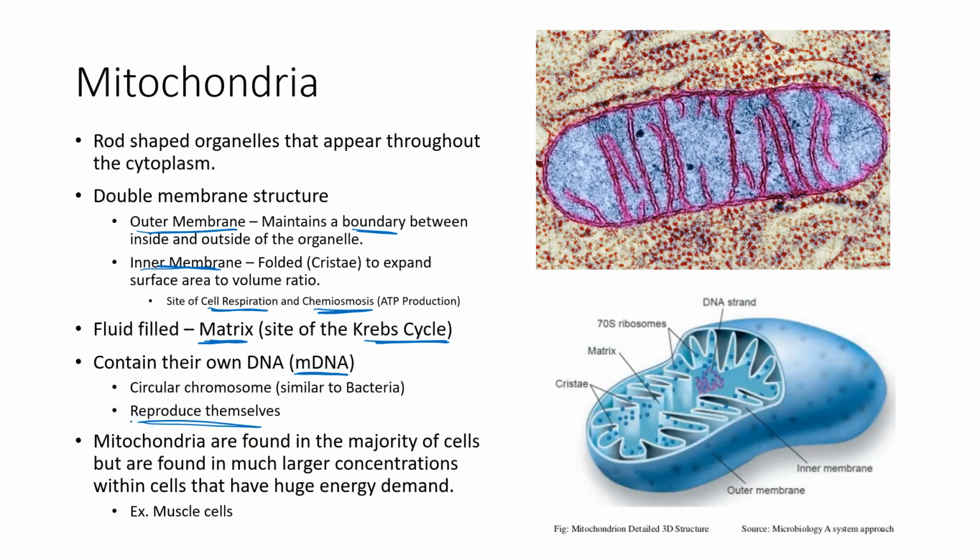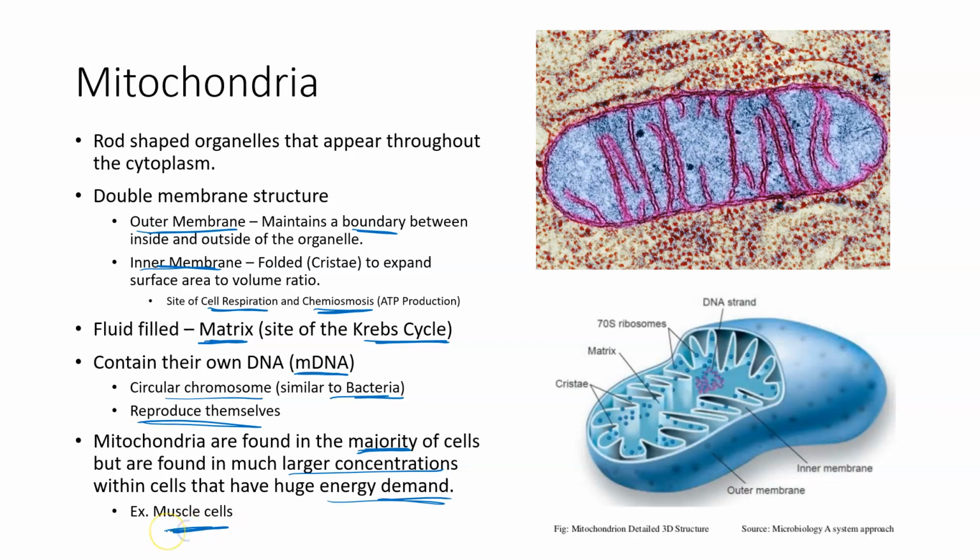So cells that have high energy demand have a lot of mitochondria per square inch, so to speak. If there is a high demand placed on energy output or energy consumption within the cell, mitochondria can actually reproduce themselves in order to increase the concentration of mitochondria within the cell. This DNA is a circular chromosome. It is very similar to bacteria. And mitochondria are found within the majority of cells, but in much larger concentrations within cells that have high energy demand.